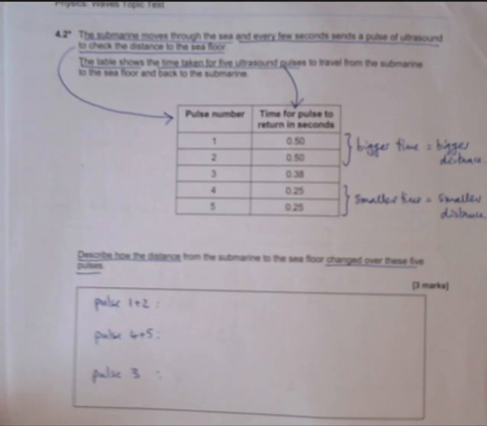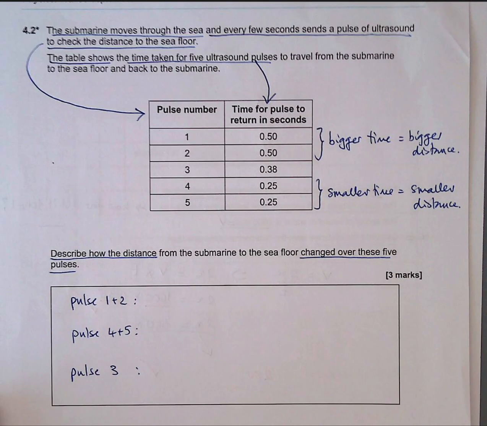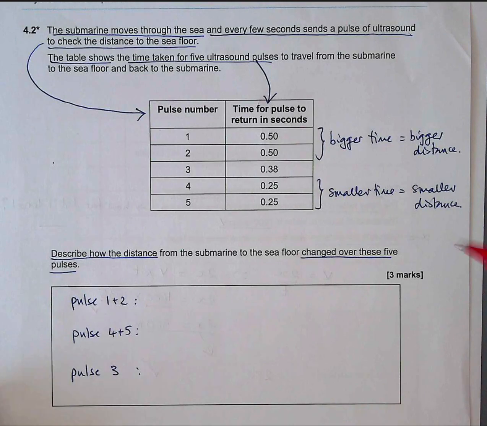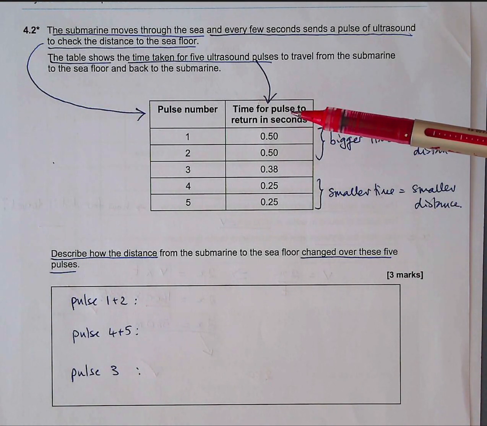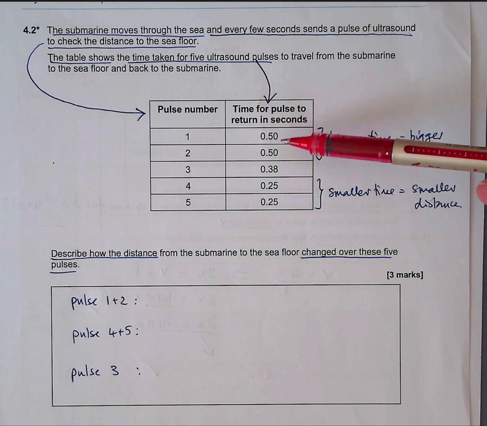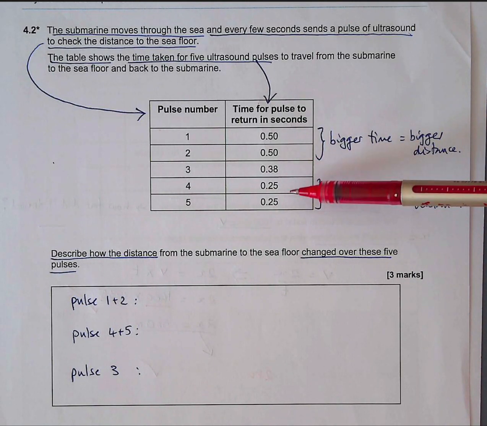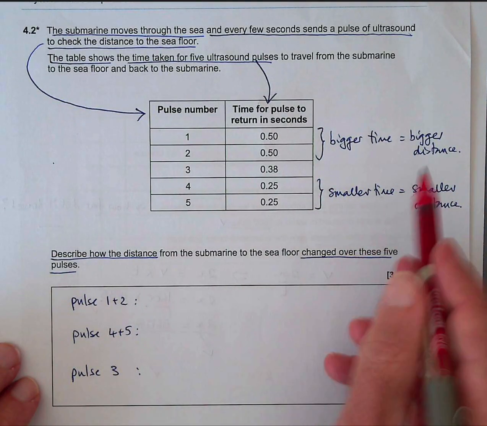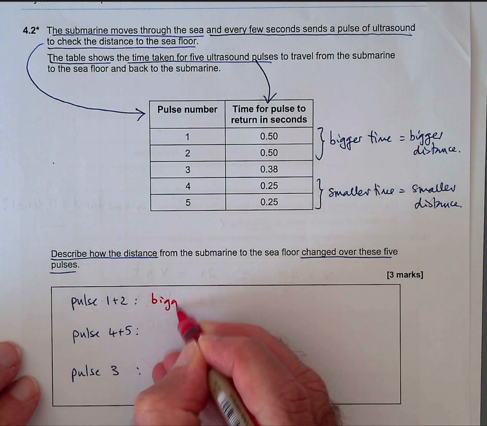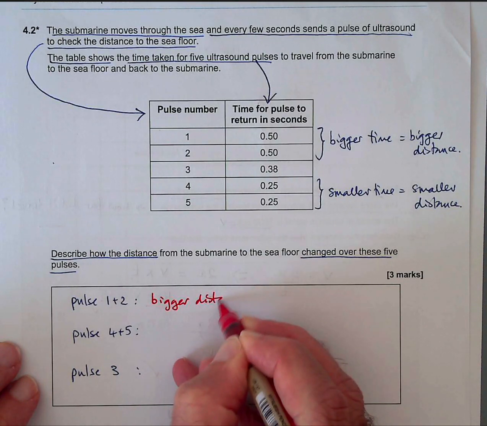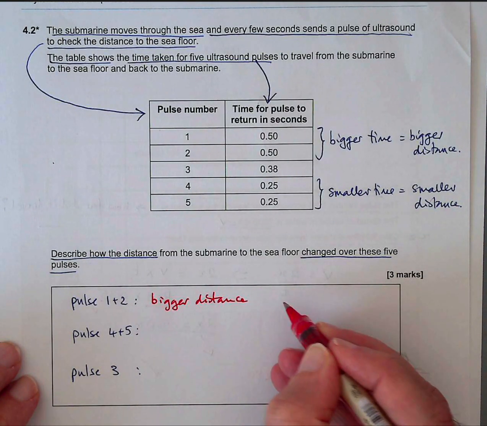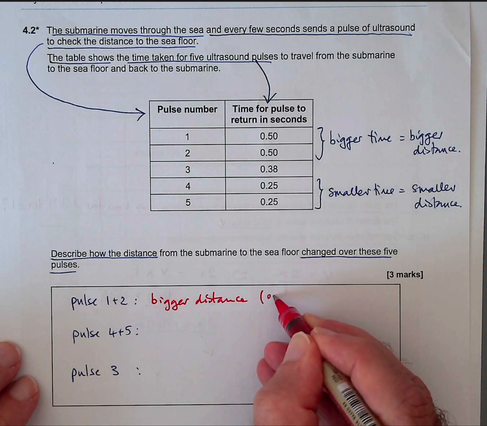The last part of the question is referring to the fact that the submarine keeps sending sounds out. Oh, my focus has come back. That's good. And here you see it took 0.5 seconds, then it goes down. The third pulse takes 0.38 seconds. That means it's closer. And then 0.25 seconds means half the depth. So pulse 1 and 2 is a bigger distance, because the pulse times are 0.5 seconds.